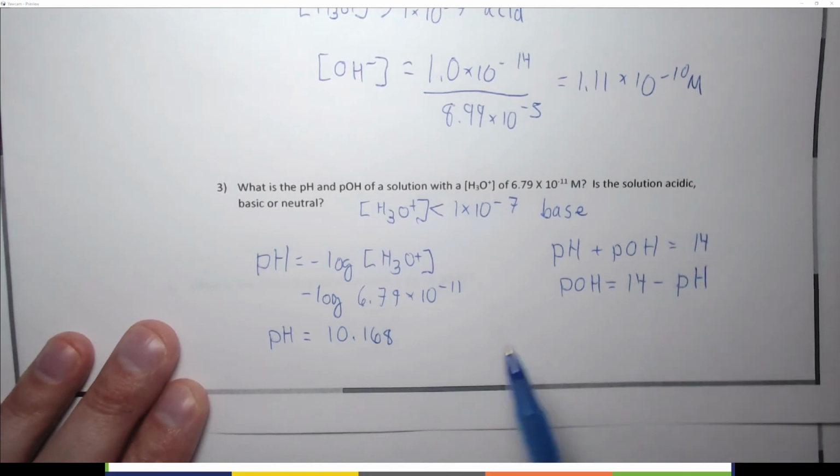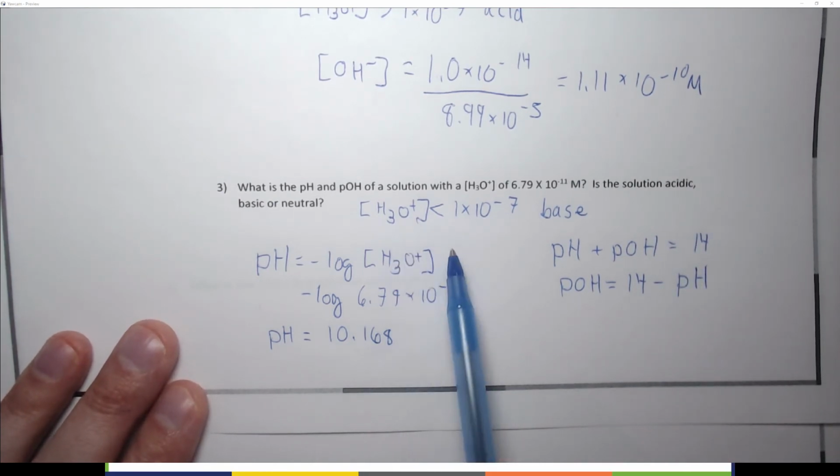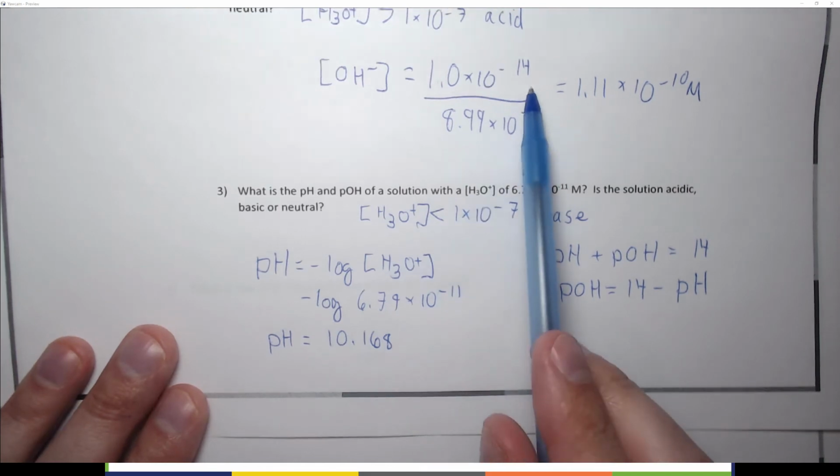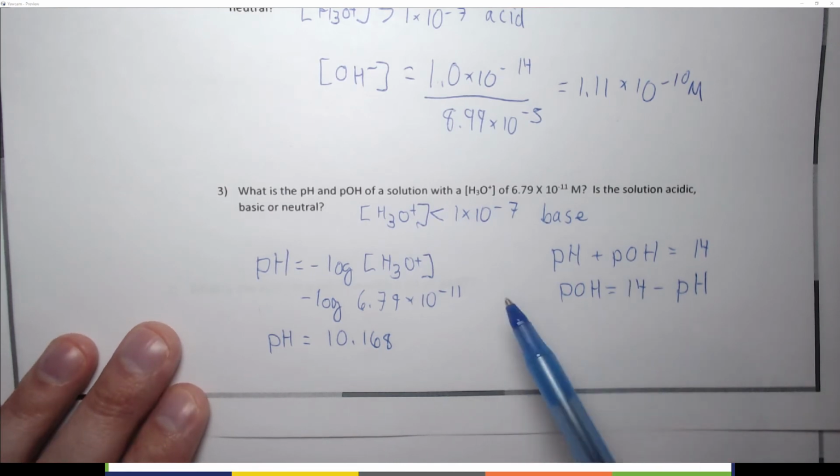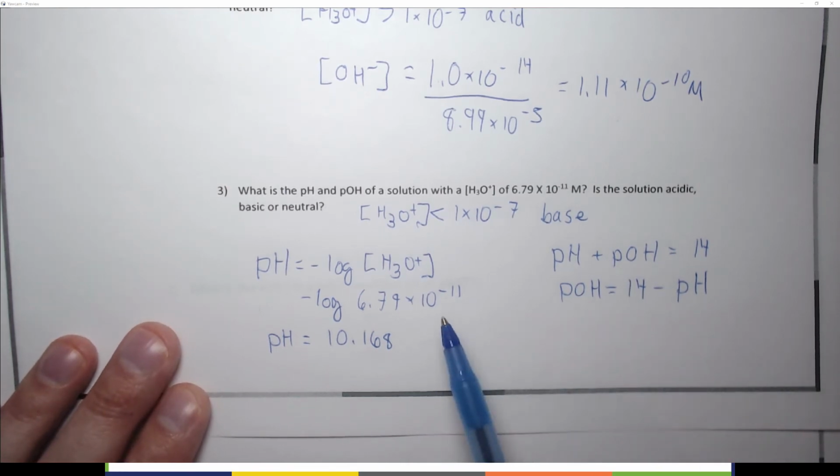Note again that you could have found the OH minus concentration, similar to how we did up here, and then taken the negative log of that to find the pOH. It's one extra step, but it's not wrong. Okay, it totally would work. So, if you're more comfortable with that, you could do it that way.